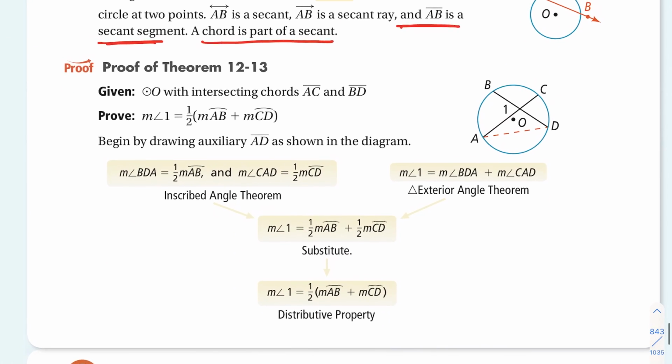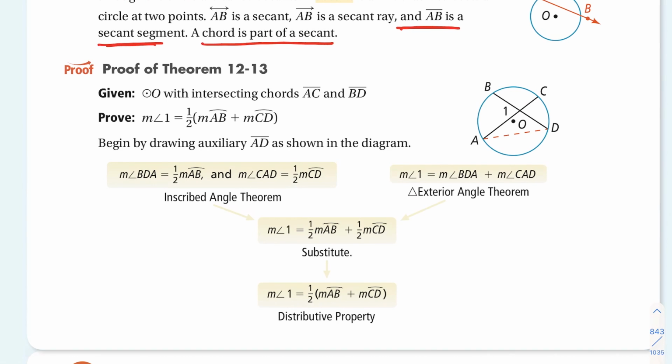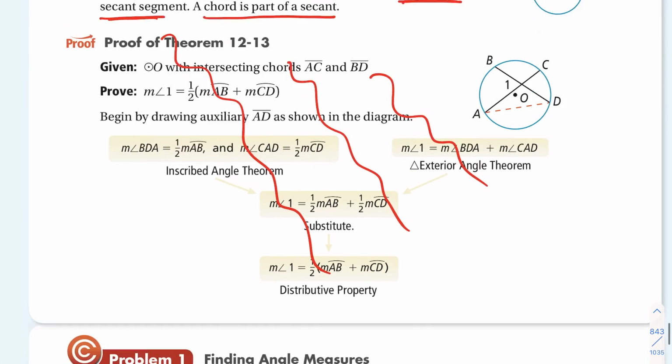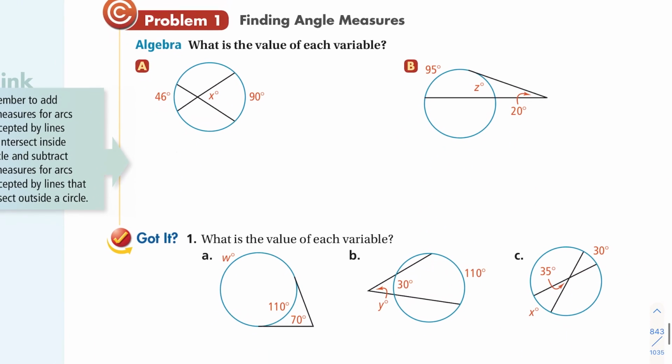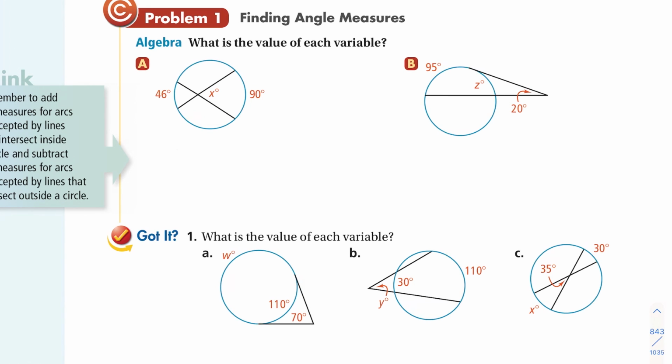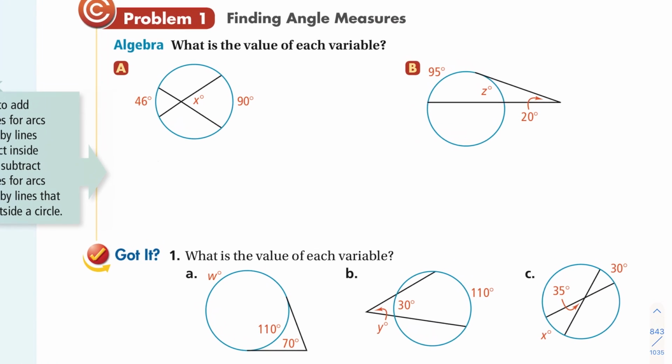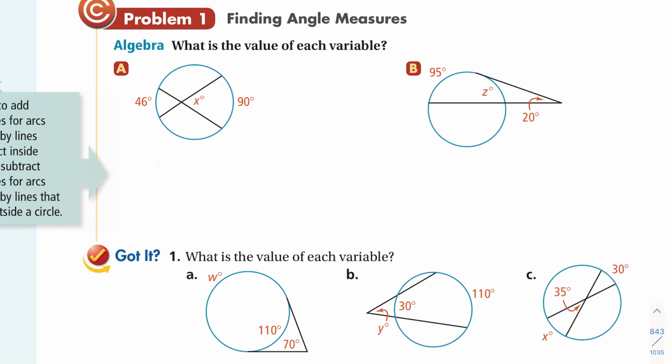Sorry for the little interruption there. Moving on, we have a proof here, and as I promised, I am not going to look at proofs. So let's take a look at a few problems just to help us through here, and if we need to do more later on, just let me know. But it says, what is the value of each variable?